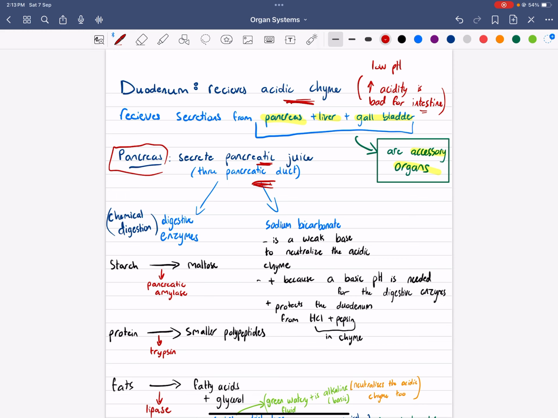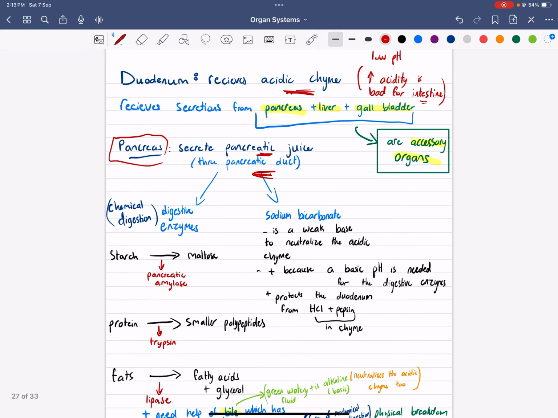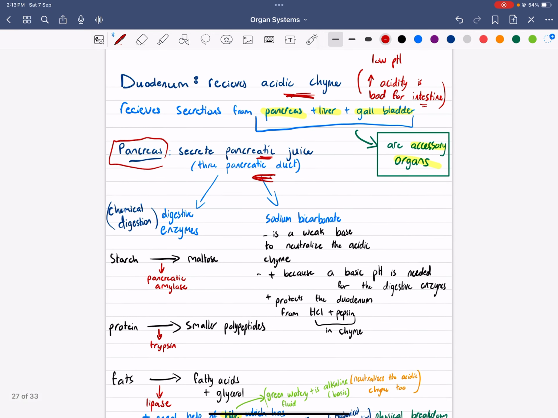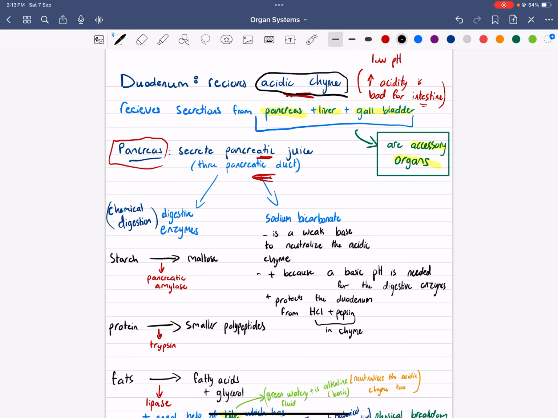Now, what's inside this pancreatic juice? We have digestive enzymes and we have sodium bicarbonate. So let's look first at sodium bicarbonate. Remember how we said the chyme is acidic, and we said high acidity is bad. So we have to counteract this acidic nature of chyme. So what do we add? We add a base. So sodium bicarbonate is what? As you guessed, it is a weak base that is used to neutralize the acidic chyme.